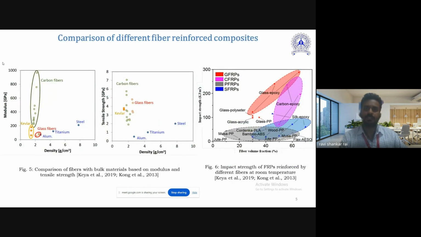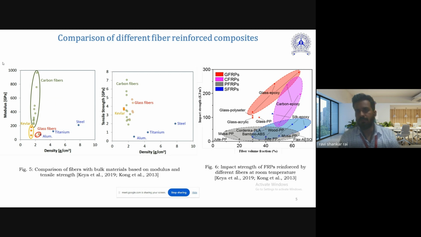So there is a comparison between different fiber reinforced polymer composites. In the first diagram, you can see there are various fibers, and there is a comparison between modulus and density. As you can see, there is a green circle which is of the carbon fiber. Carbon fiber has a low density and a high tensile modulus. The base materials also, such as aluminum, titanium, and steel, have high density and moderate strength, but fibers have low density and high strength. Carbon fiber has the highest tensile modulus and tensile strength.